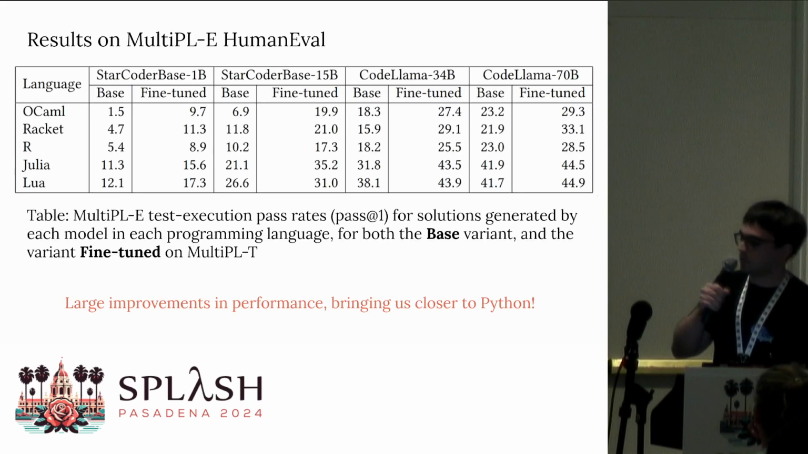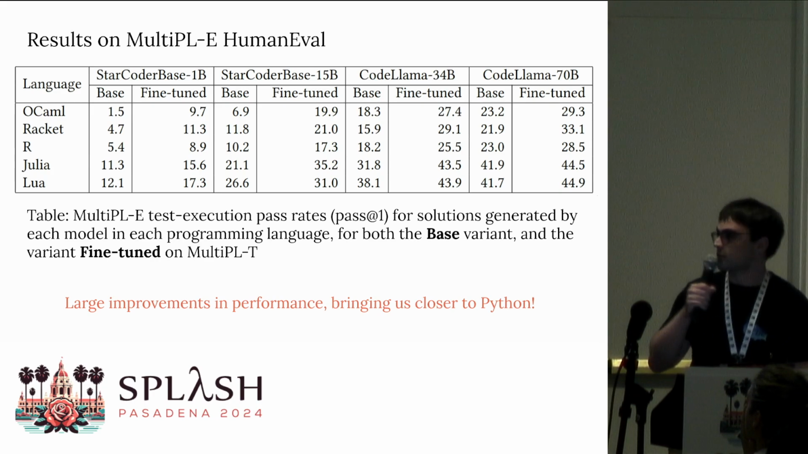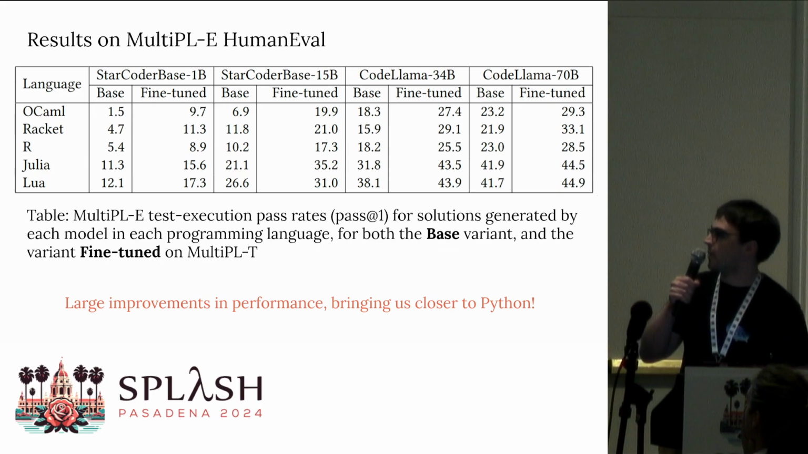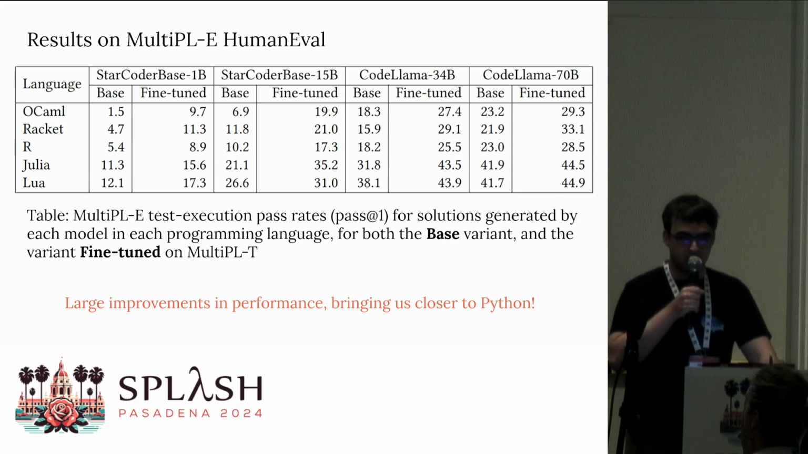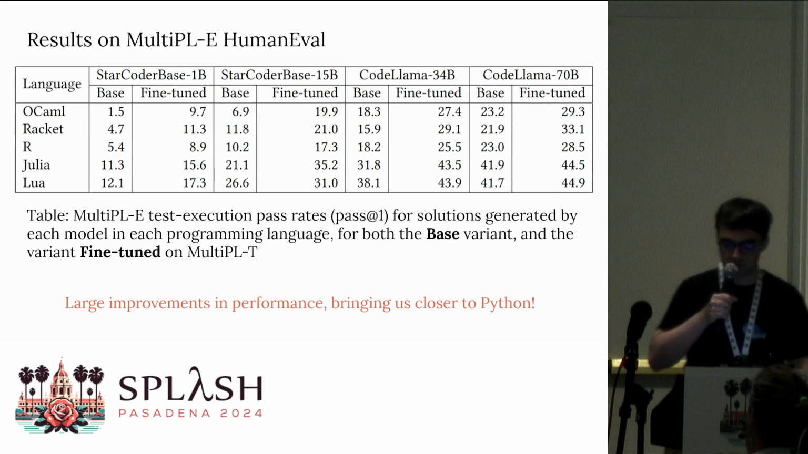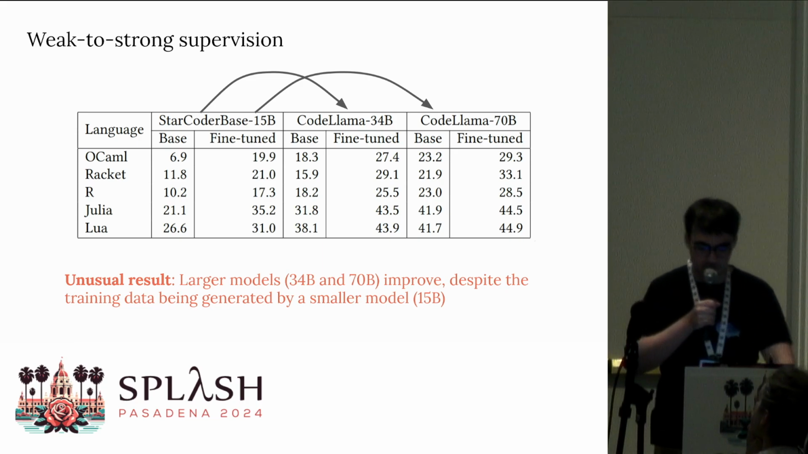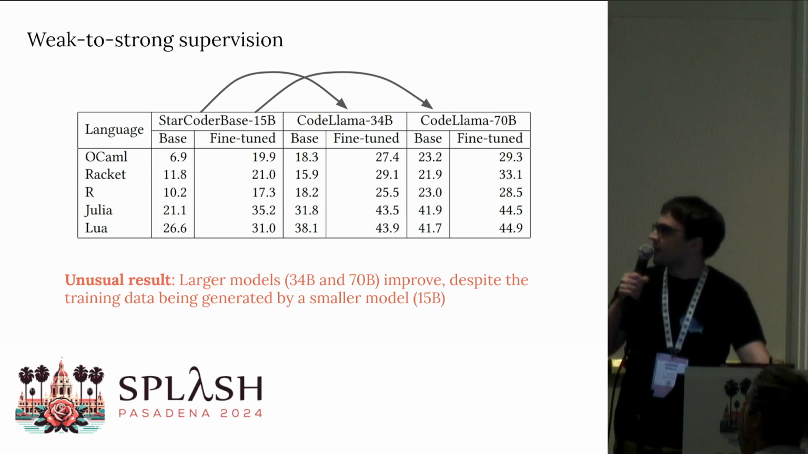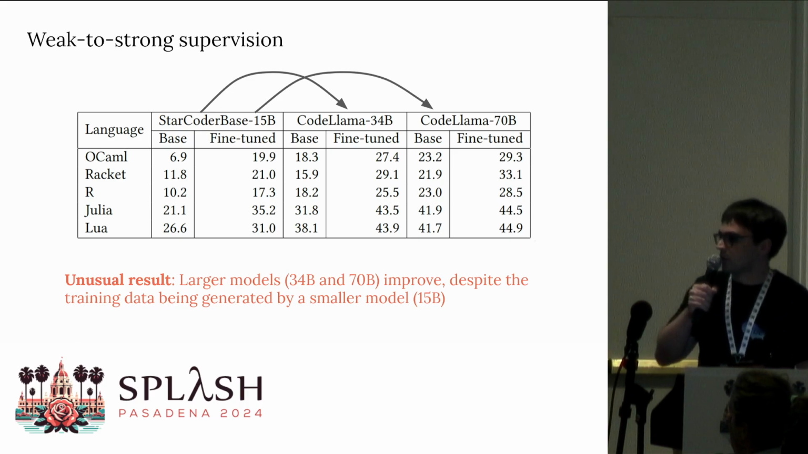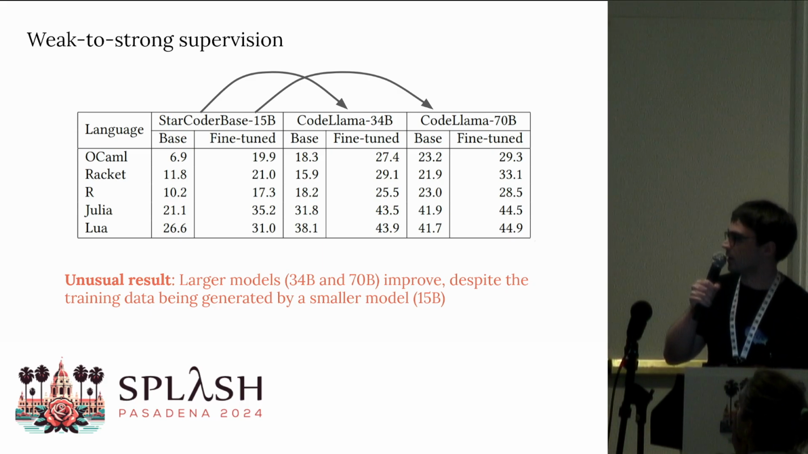So these are our results on MultiPL-E. We can see that we have a very large improvement in performance, which brings us much, much closer to Python. And here performance is measured by the number of solutions that the model has produced that pass the unit tests. Another interesting result that is quite unusual in these ML experiments is that we generated this data with the 15B model, but then we trained the larger models on the data produced by the 15B model, and they still improve, which is quite unusual and interesting.